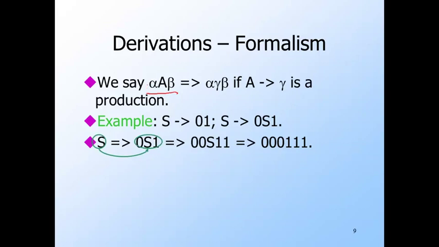We choose the second production, so S is replaced by 0S1. Now we replace the S again using the second production, and again we replace the S, but this time we use the first production whose body is just 01. We are now left with a string that has only terminals, and this string cannot be subjected to further replacements.